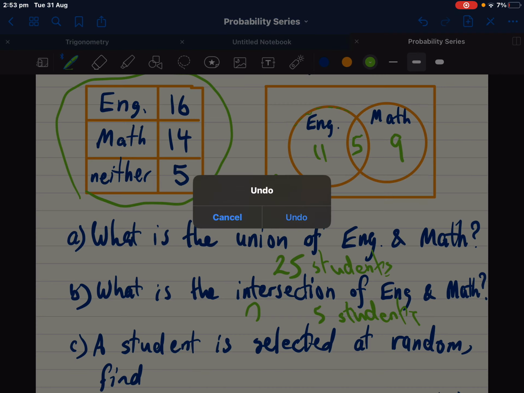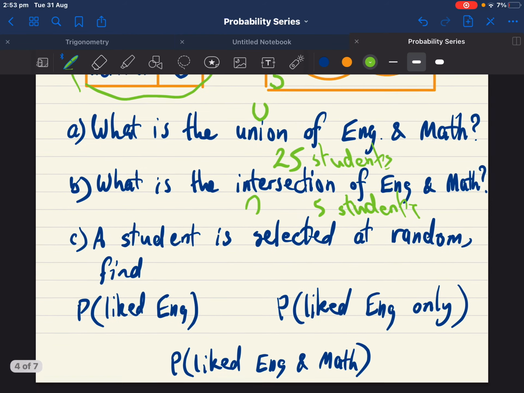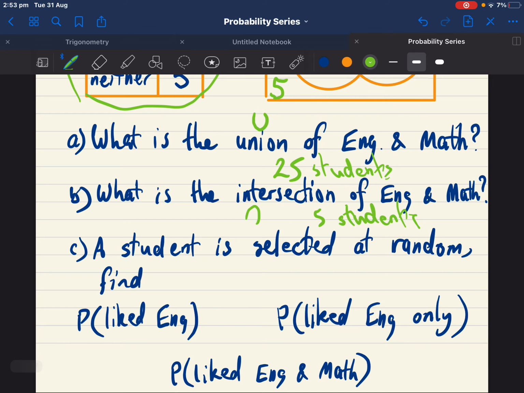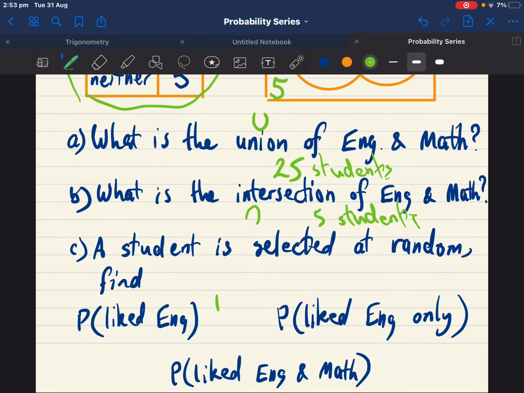All right, part C. We're within probability now. I don't think we've done any actual probability questions so far, so let's fix that. A student is selected at random, right? We've got 30 students in total. One of them is just going to get randomly chosen. We want to find the probability that they liked English. How many students liked English? There were 16. There were 16 students that liked English out of a total of 30. That's a probability. Simplify it down if you so choose. You know, express it as a decimal or percentage. It actually doesn't matter. However you choose to express that number is totally fine.